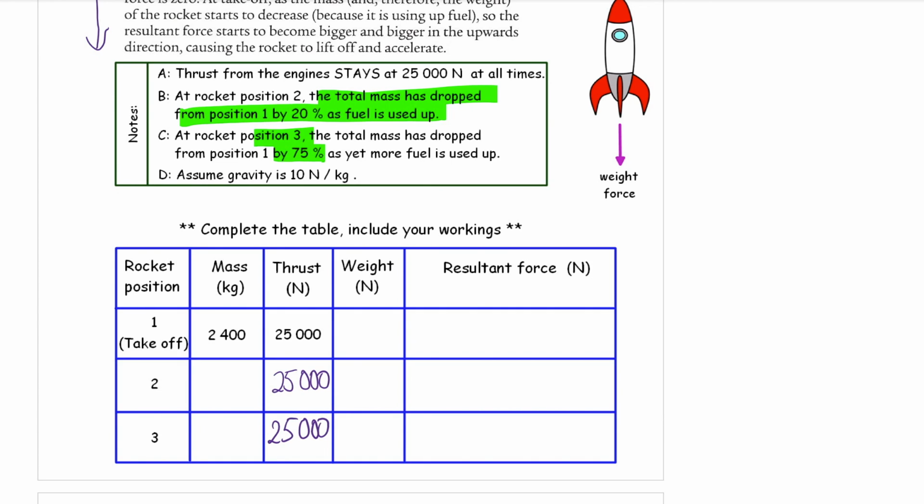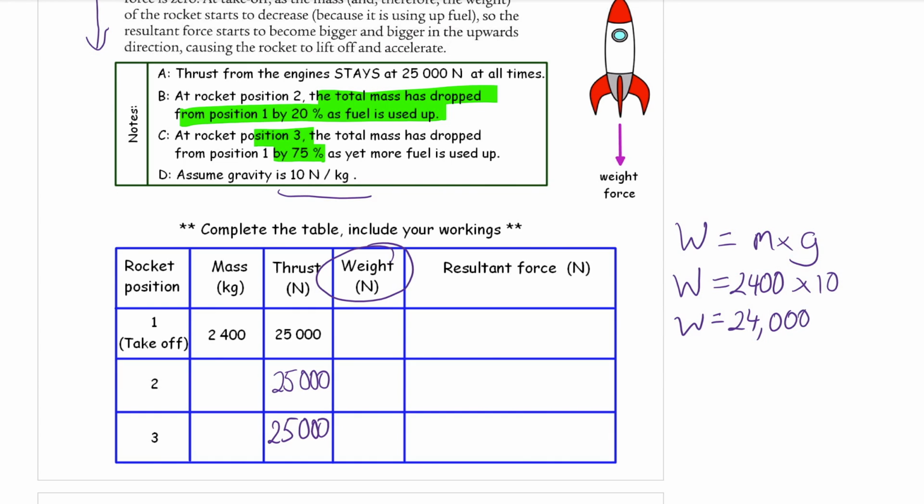The weight changes, of course, because as the fuel is burnt up during launch, then the mass reduces. To calculate the weight, we use the equation that we learnt in lesson 1, which is weight equals mass times gravitational field strength. We're told here in part D to take gravitational field strength as 10. So, mass 2,400 kilograms times 10. The weight, therefore, is 24,000 newtons.